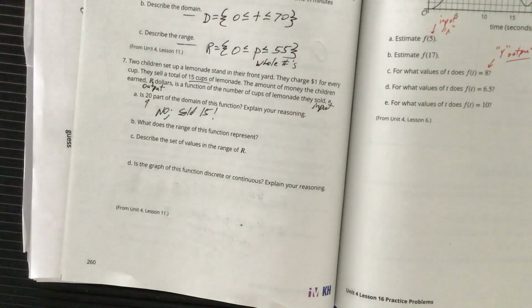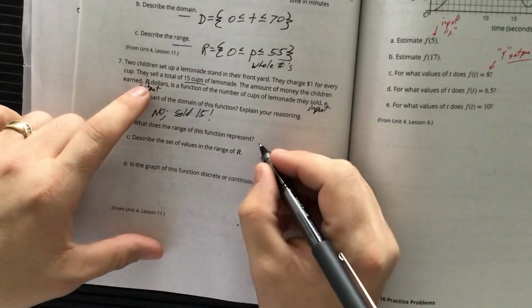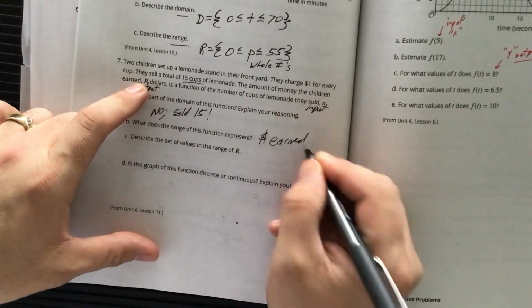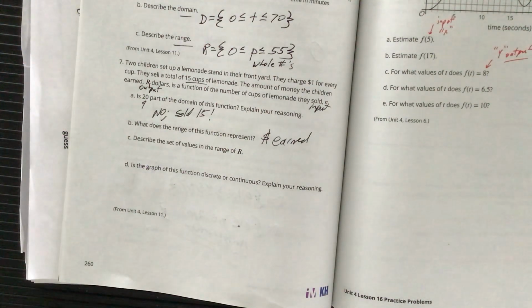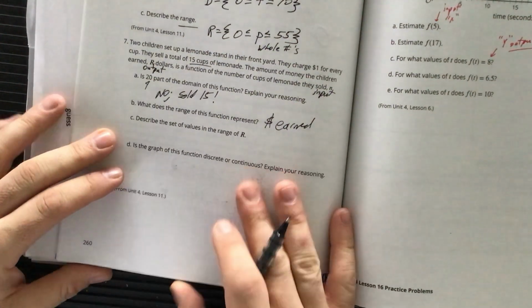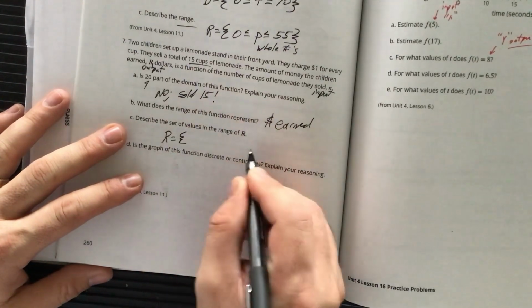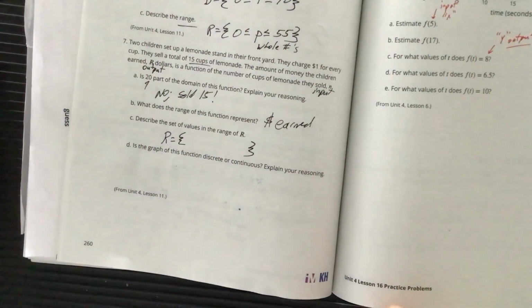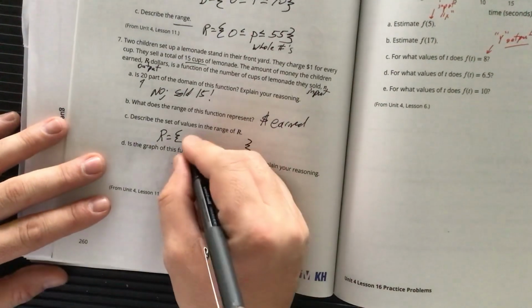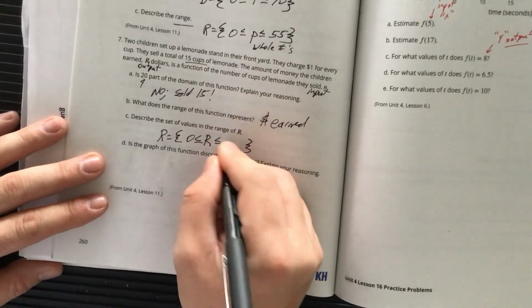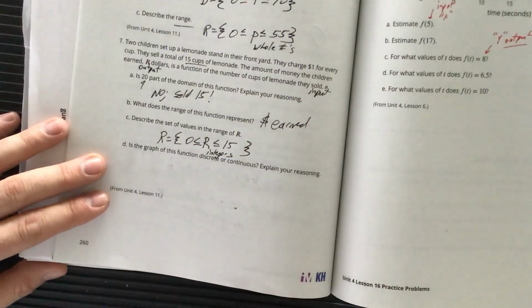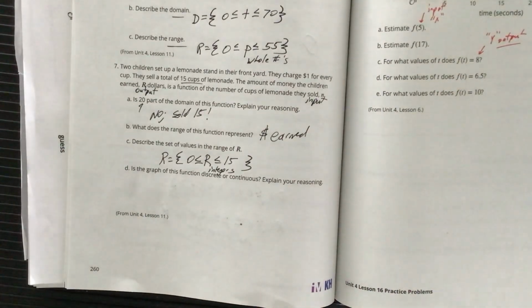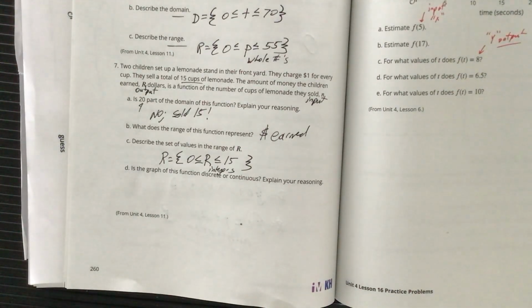What does the range represent? Range is your output. That would be cash earned, money earned, amount of the money the children earn. That's your R. Okay, describe the set of values of the range. What is possible for the amount of money these kids can bring in? What's the lowest amount? What's the max? 15. Again, I'm going to say integers or whole numbers. Not going to sell half a cup of lemonade, I don't think.